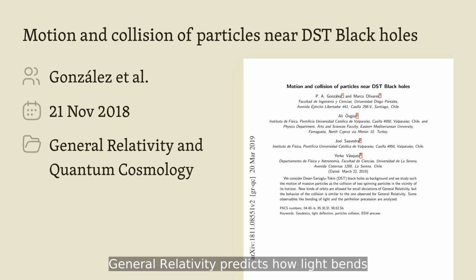General relativity predicts how light bends and planets orbit with extraordinary precision. But what if tiny deviations from Einstein's equations could explain subtle discrepancies we observe in the cosmos? The authors of this paper investigate exactly that question using DST black holes.